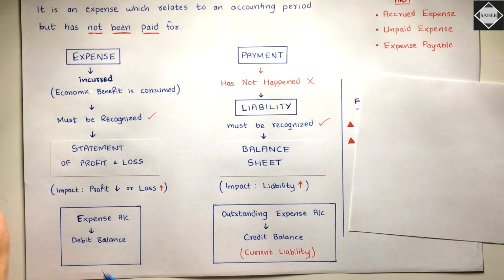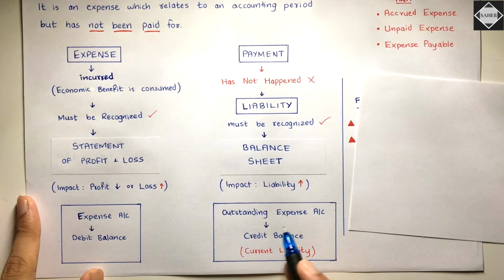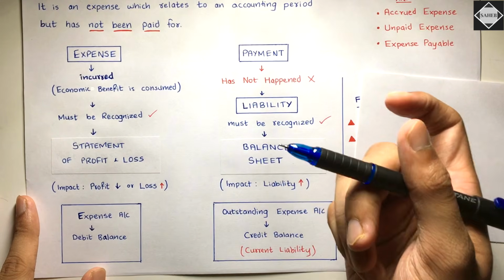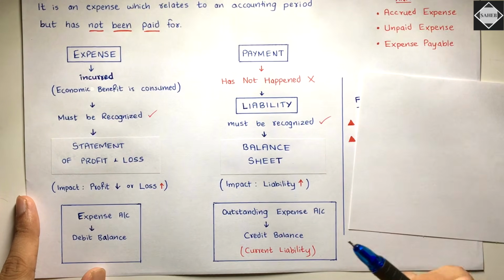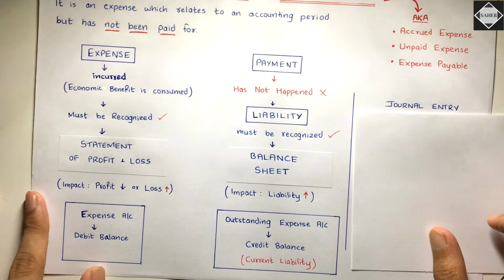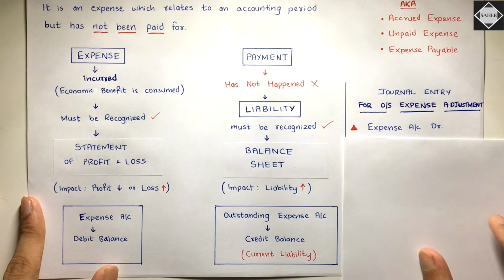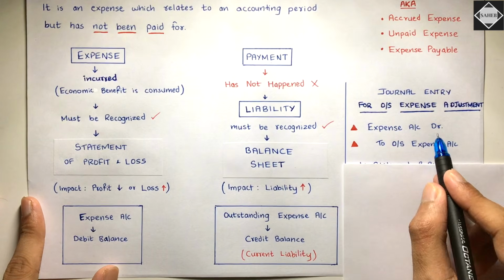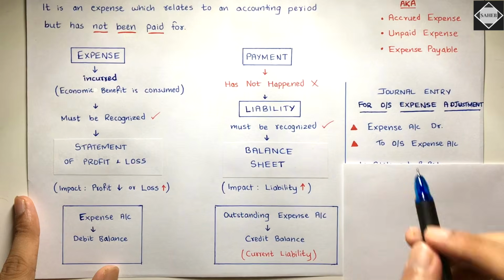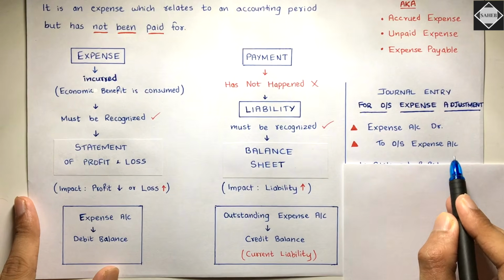And expense has debit balance, right? To record, you will debit. And outstanding expense is what? It's which account? Liability account. Liability has credit balance. To record it, what you will have to do? You will have to credit it. Is that clear? So the entry will be like this. See here, journal entry for outstanding expense adjustment: expense account debit to outstanding expense. Right now we are talking about salary, right? So salary account debit to outstanding salary.